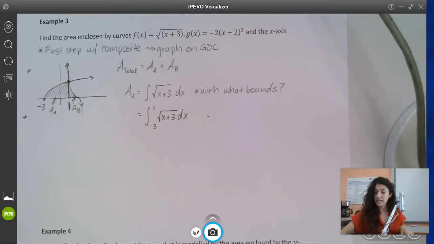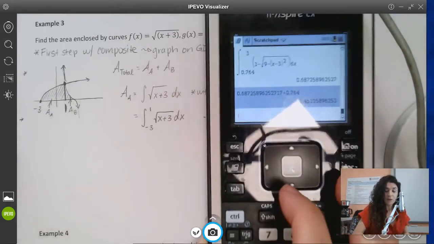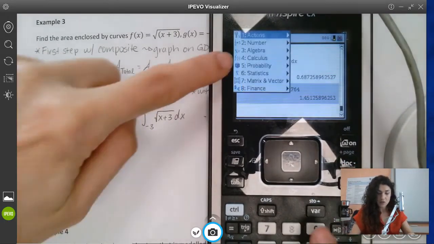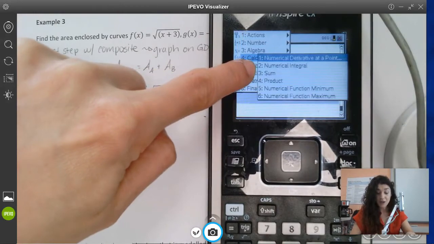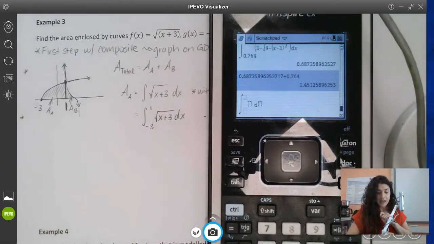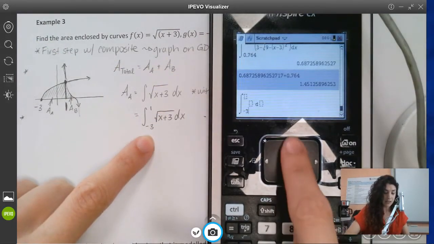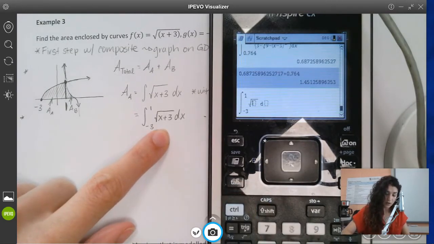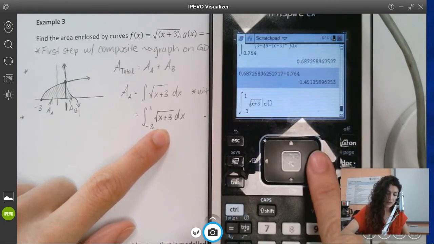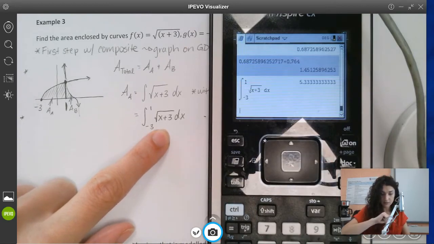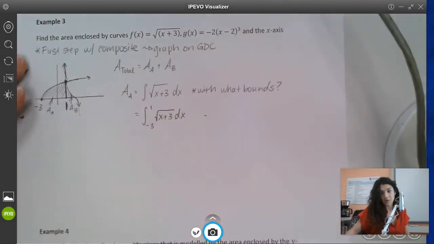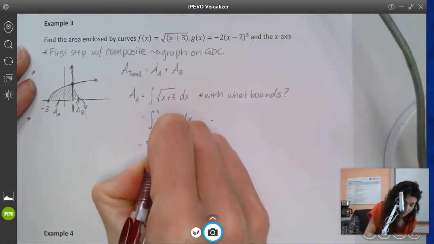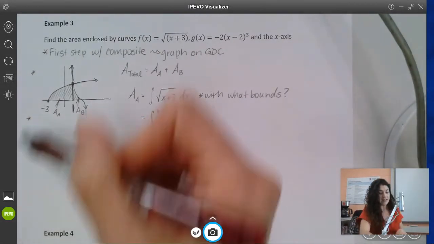And so what we're going to do instead is use our calculator. So remember that your calculator can calculate that integral value for you. You go to menu, you go to calculus, and then numerical integral. And then it pops up like this. So we put in our bounds, -3 to 1 of the square root of x plus 3 d what? dx. And that answer is 5.33. So that is the area of A.